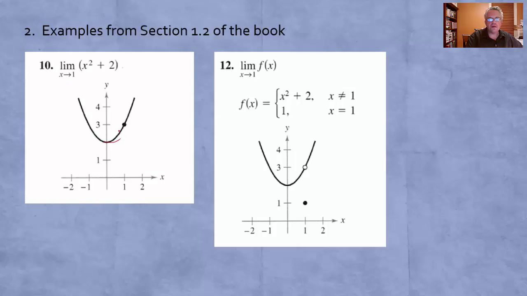As we approach from the left, you see it approaches 3. And as we approach from the right, it approaches 3. So since it approaches 3 from both sides, it equals 3.